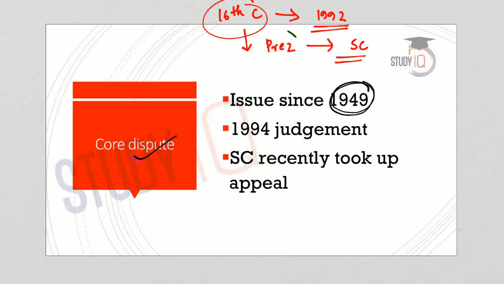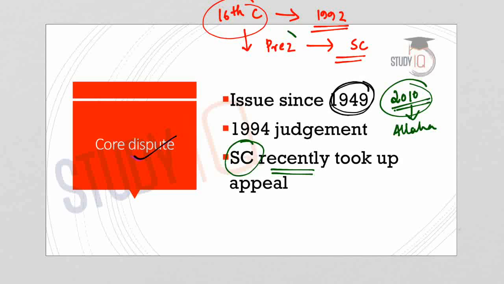Now again, the Supreme Court had recently taken up appeals against the 2010 verdict of the Allahabad High Court. The verdict of the Allahabad High Court in 2010 was that there should be a three-way division of the disputed site. So the 2010 judgment of the Allahabad High Court was challenged in the Supreme Court. The Supreme Court is going to hear the appeal from the Allahabad High Court, which gave a verdict for three-way division of the disputed land.